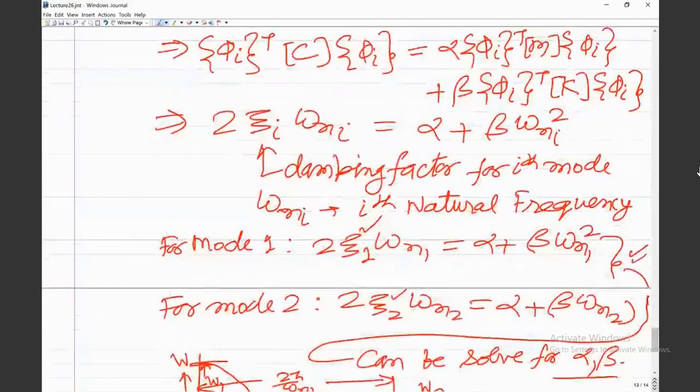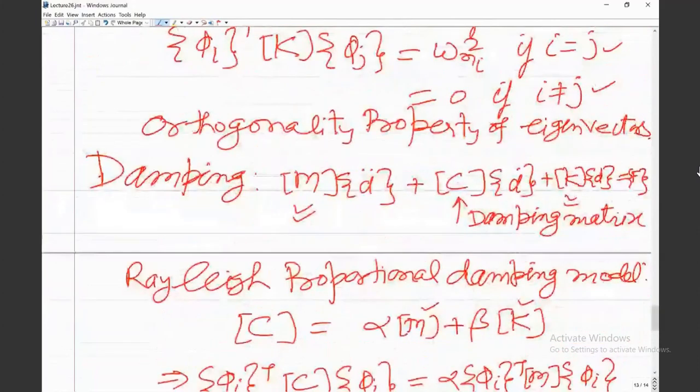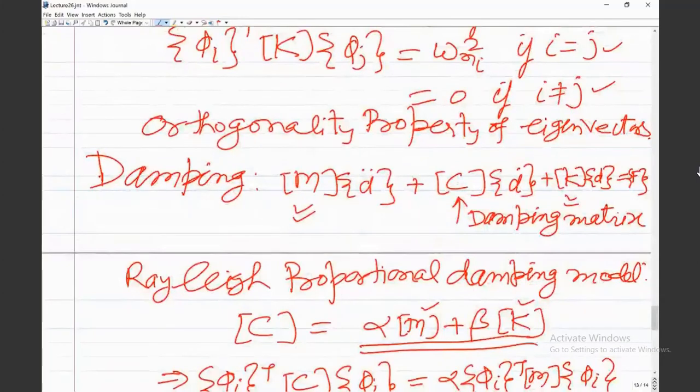These two equations solve for alpha and beta, and once you have your alpha and beta, then your damping matrix is ready. Now you can use that in the subsequent dynamic response analysis. Either you want to do harmonic analysis, that is steady state frequency response for a linear system, or you want to do transient analysis, free transient response analysis, or forced response analysis. You can do all of those, including this damping matrix C, which is alpha M plus beta K.